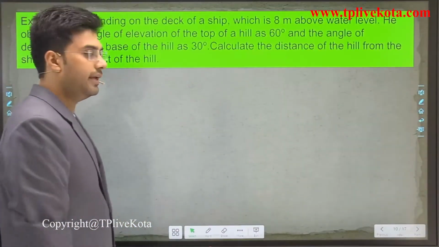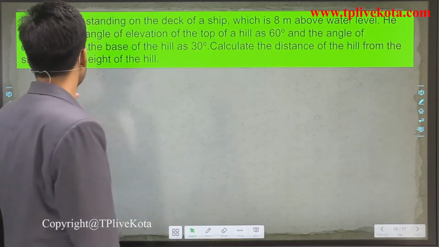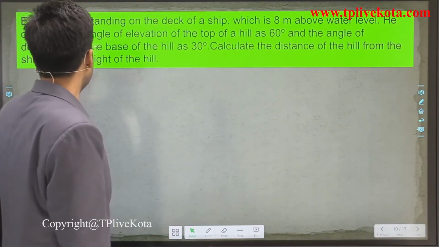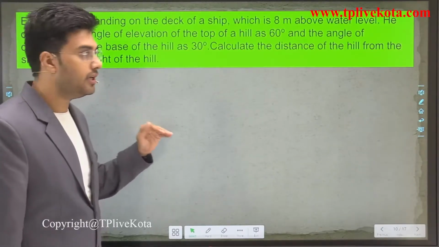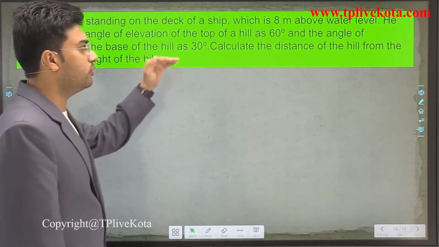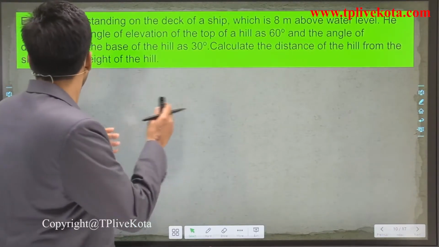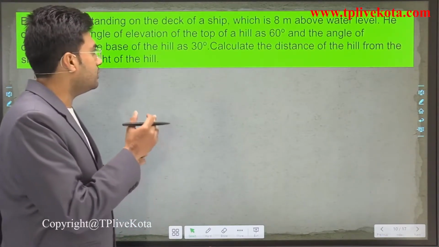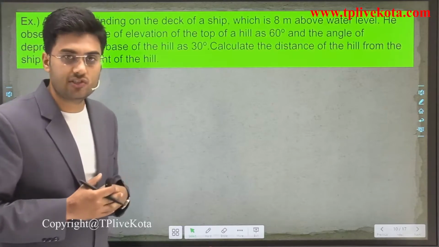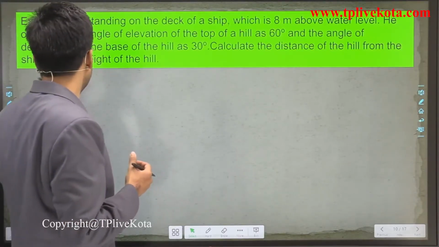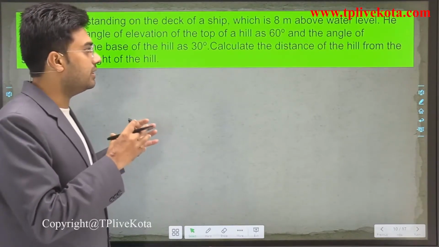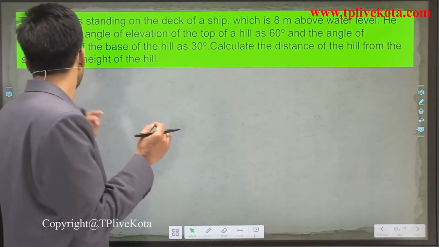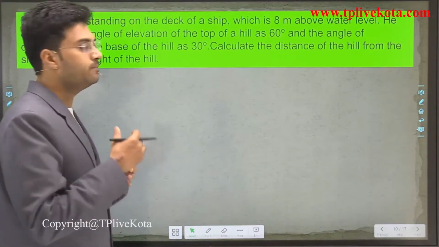This is our next question, and students, in this question we have a man, and this man is standing on the deck of the ship, which is 8 meter above the water level. He observed the angle of elevation of the top of the hill as 60 degree, and the angle of depression of the base of the hill is 30 degree. We have to calculate the distance of the hill from the ship and the height of the hill.